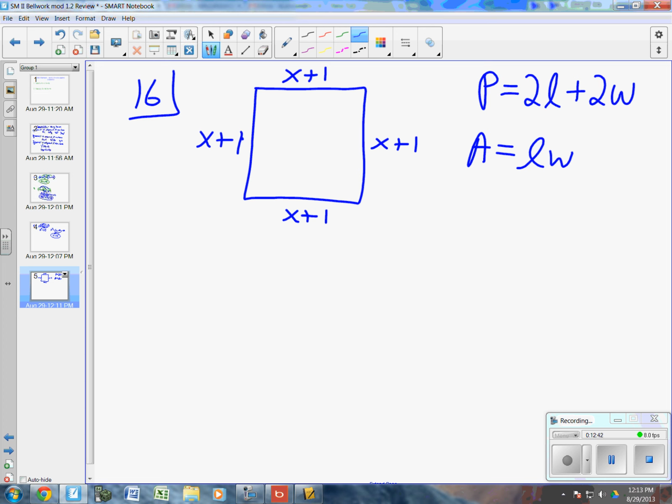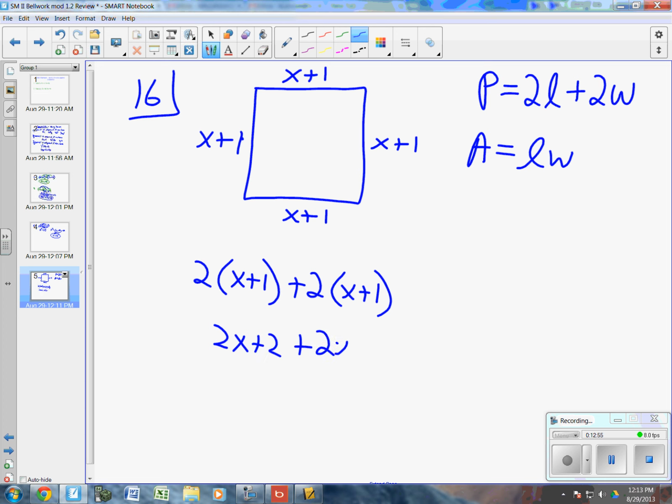So in these problems right here, all you had to do, 2 lengths plus 2 widths. Okay, so 2 times x plus 1 plus 2 times x plus 1. That's going to be, if I distribute, 2x plus 2 and 2x plus 2. I combine like terms, I get 4x plus 4, and that's what the perimeter is, right? Another way I could have thought of it is just adding all 4 sides together. x plus x plus x plus x is 4x, and 1 plus 1 plus 1 plus 1 is 4, so 4x plus 4. Either way, I get the same answer.